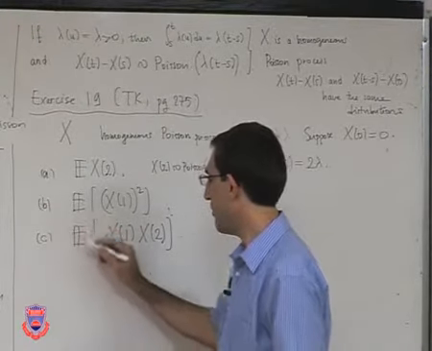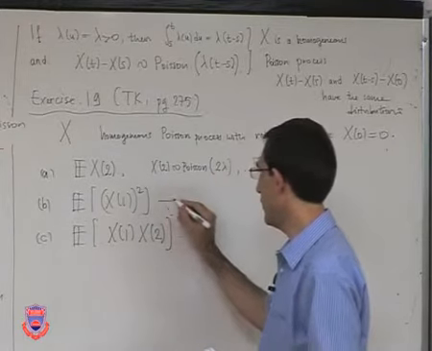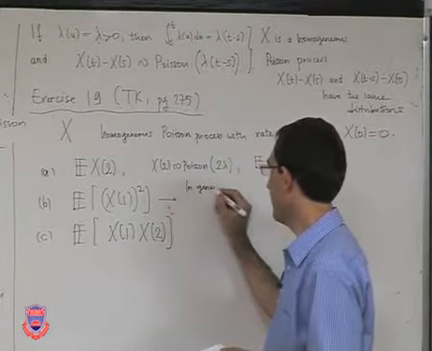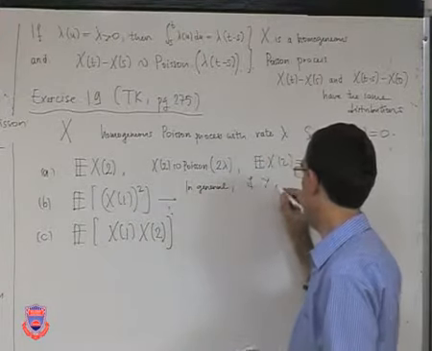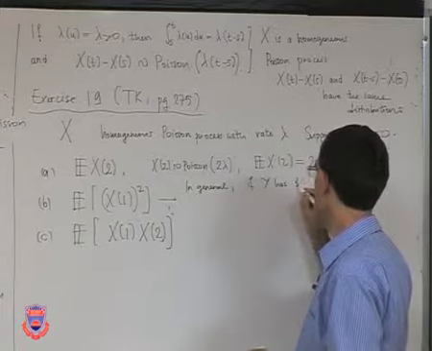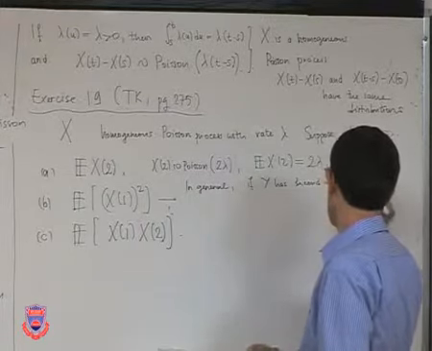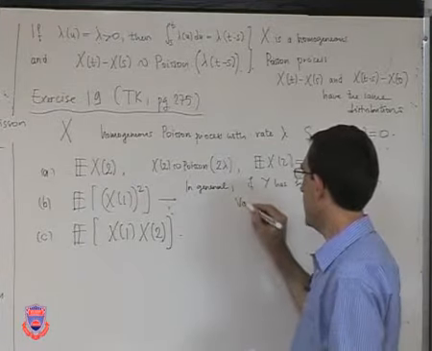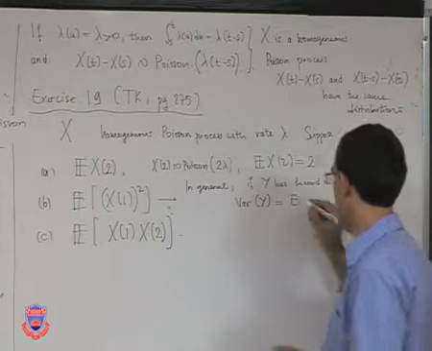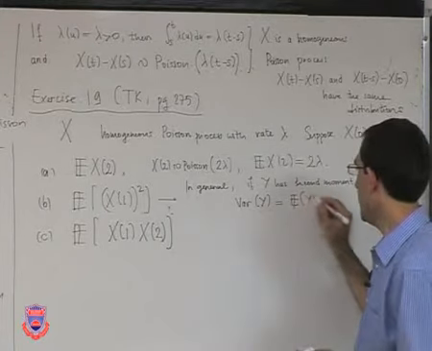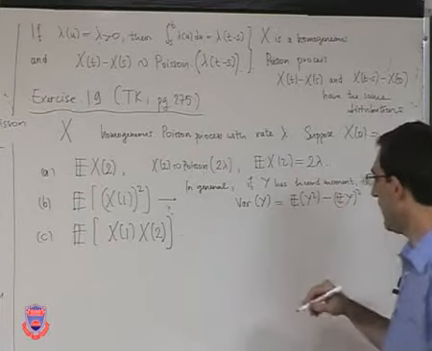You should just remember how we calculate variance first, right? In general, if y has a second moment, then we know that the variance of random variable y is given by the expected value of the square of the random variable minus the square of its expected value.